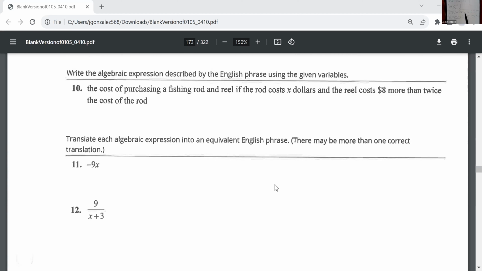Pretend it's a word problem, so change it to English. The cost of purchasing a fishing rod and reel. If the rod costs X dollars, then the reel costs 8 more than twice the cost of the rod.